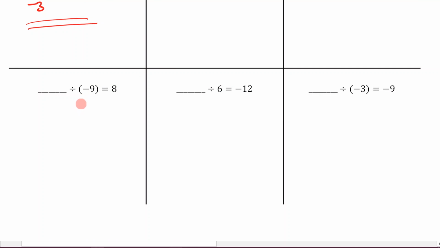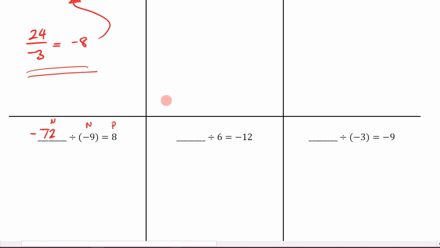So if you were to look at this and say, what divided by negative 9 is going to be equal to 8? Well, I know that 72 divided by 9 gives me 8. Now, if this is positive and this is negative, this is going to have to be negative. So it's going to be negative 72. Now, you might be struggling with that. You might not be able to, off the top of your head, say that 72 divided by 9 is equal to 8. And that's where this trick comes in handy.